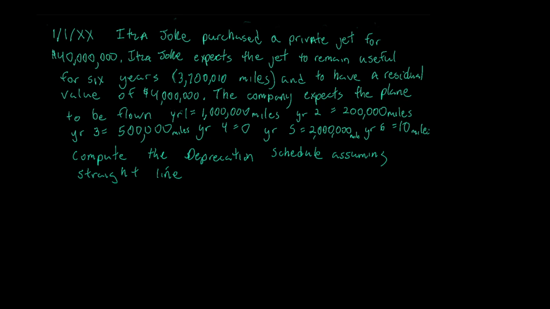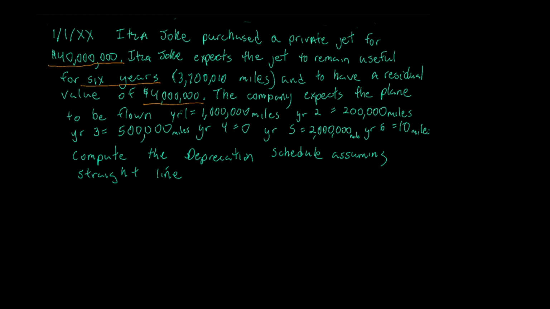So let's identify some key words that we actually need. The factors that we need for straight line depreciation are the cost, which is $40 million, the salvage value or residual value, which is $4 million, and the number of years, which happens to be 6. So with those 3 key factors, we can calculate depreciation expense under the straight line method.